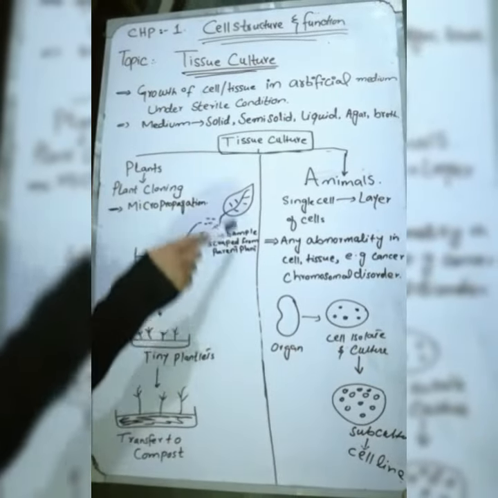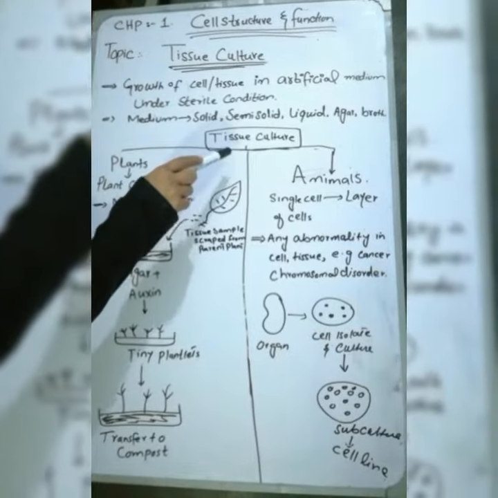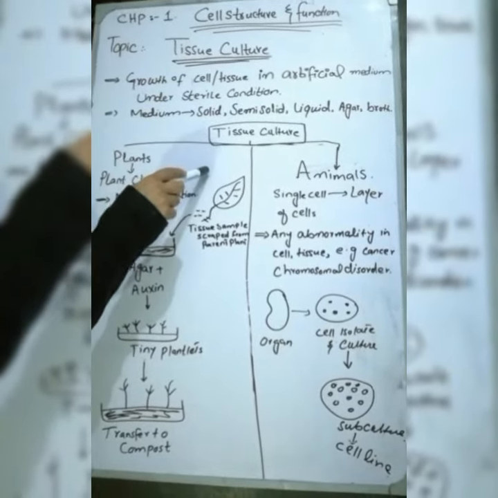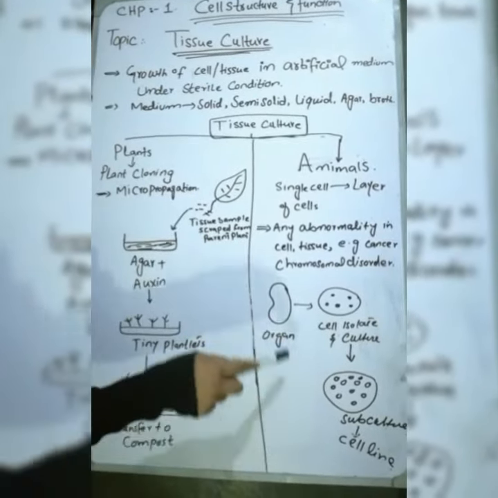So with the help of the tissue culture technique, we can get our desired plants or desired cells, in the case of animal tissue culture and in the case of plant tissue culture as well.